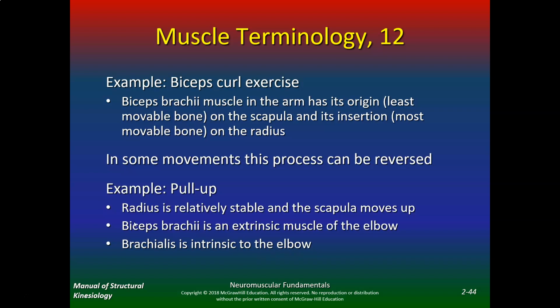Okay, so from a muscle origin and insertion standpoint, let's look at the bicep curl. When you do a bicep curl, of course, the origin stays the same, right? It doesn't move, and your elbow flexes. Same thing with the pull-up, right? The origin stays stable, and the radius is relatively stable, and then as you flex, the origin and the insertion get closer.